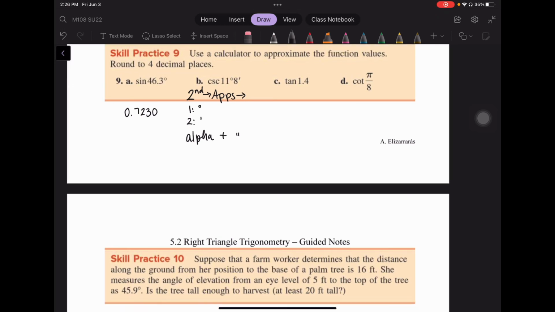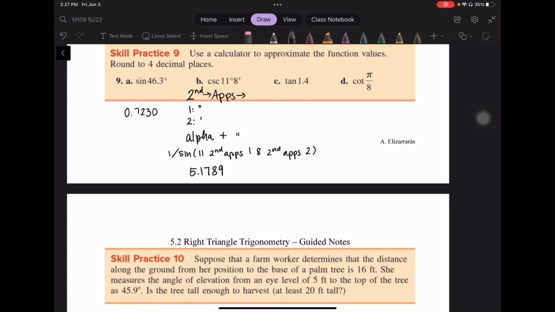Finding the cosecant though, there is no cosecant button on the calculator. You need to do 1 over sine. So this is what I would enter. I would do 1 division symbol sine, and then I would enter 11, and then use the second button to get apps, and then enter 1 for degrees. Then I would press the number 8, and then I would go back to apps again, and I would enter 2 for minutes, and then I would click enter. And that's going to give me 5.1789.